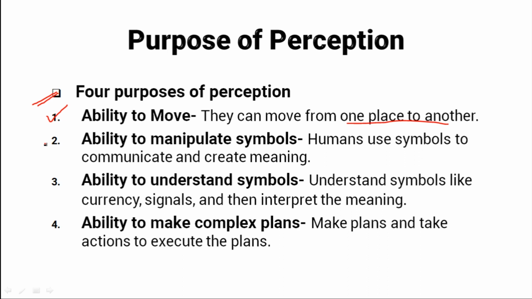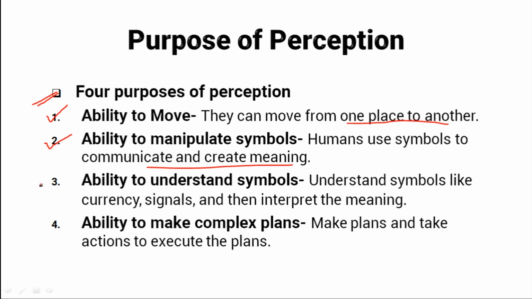Now the second one is the ability to manipulate symbols. This ability to manipulate symbols is unique to humans and helps us to communicate and create meaning in our lives. What this means is that humans use language, art, music, or other forms of symbols to communicate and express themselves. For example, when we write a sentence, we are using symbols, letters, to convey a message to someone else. Similarly, when we create a piece of art, we are using symbols like shapes, colors, and textures to express our emotions or ideas.